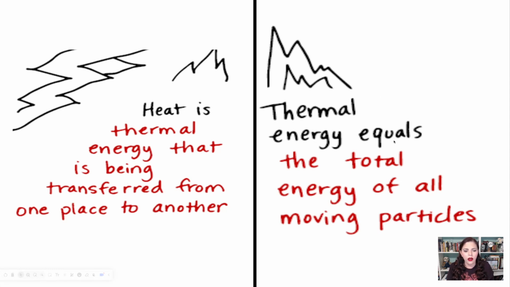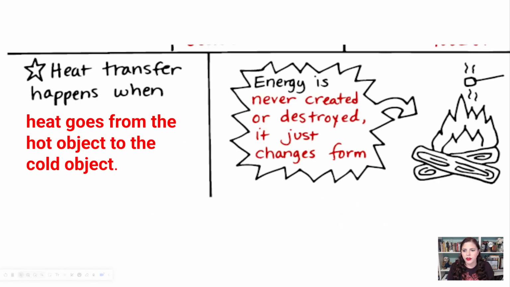Thermal energy equals the total energy of all of the moving particles. So heat transfer happens when heat goes from the hot object to the cold object. That's how heat's always going to move. It's always going to go from something hot to something cold. It's going to radiate from something that's hot.